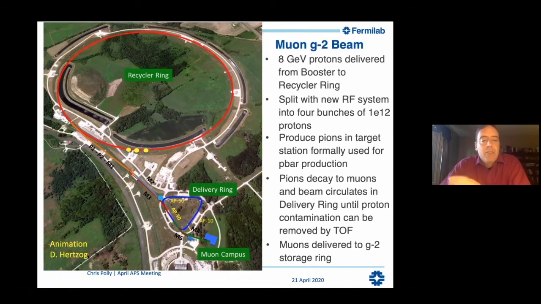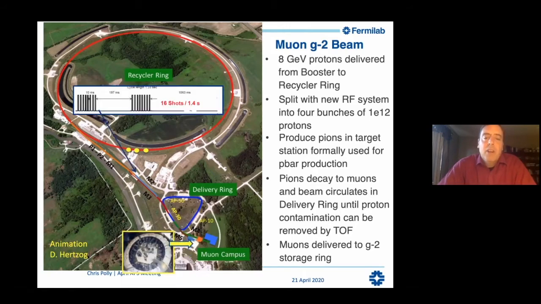This delivery ring is the source that used to be used to accumulate anti-protons for the Tevatron program. We reconfigured it, and it's now, for the G-2 experiment, a pre-injection ring where the muons and the remaining pions can circulate 3 or 4 times, long enough that the protons separate by time of flight, and we can inject a very clean muon beam into the G-2 storage ring.